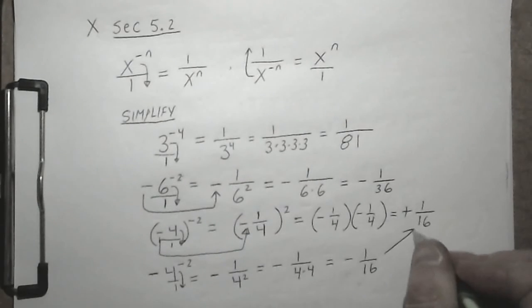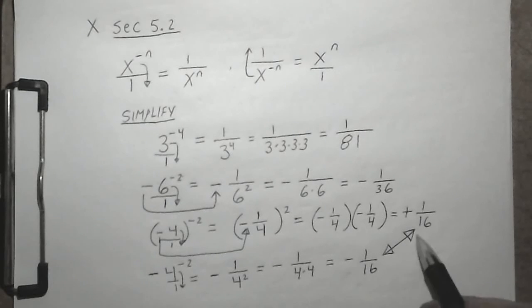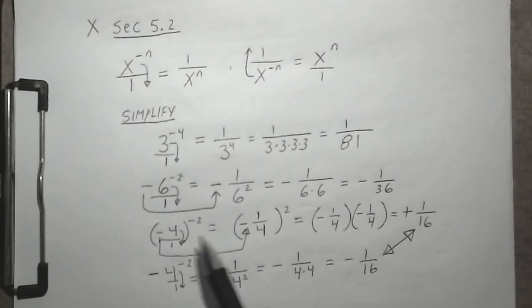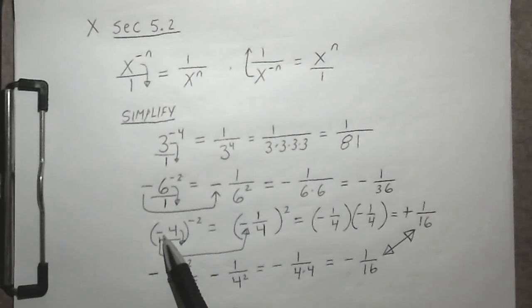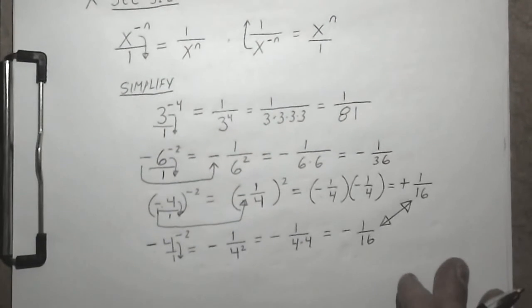So notice there is a night and day difference between these two answers here. It looks like these problems are the same, but they're not. Again, back up here, the negative sign in front of the 4 is also being ultimately raised to the second power. But here, the negative sign just comes along for the ride, and only the 4 ultimately is raised to the second power. So you got to be very careful when raising negative numbers to even powers. You can get into trouble if you're not careful.